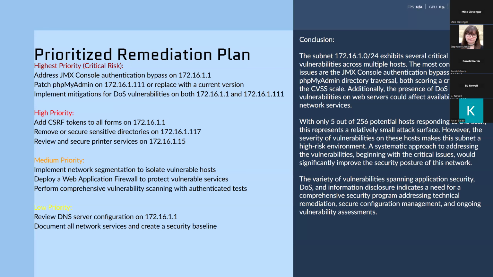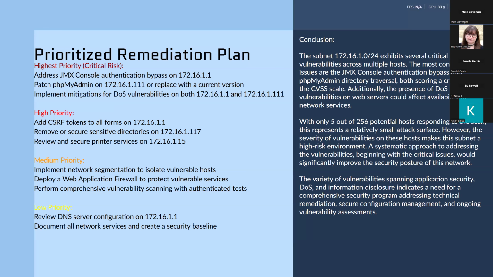The medium priority would be to implement network segmentation to isolate vulnerable hosts, deploy a web application firewall to protect vulnerable services, and perform comprehensive vulnerability scanning with authenticated tests. Low priority would be to review DNS server configuration on host .1, document all network services, and create a security baseline. The conclusion: this subnet exhibits several critical security vulnerabilities across multiple hosts.